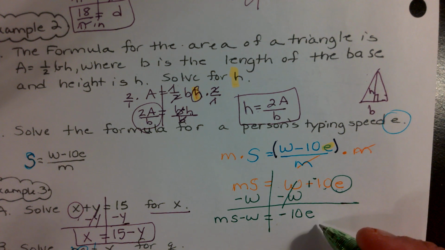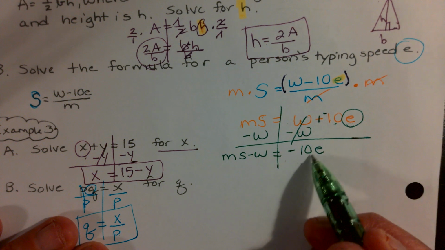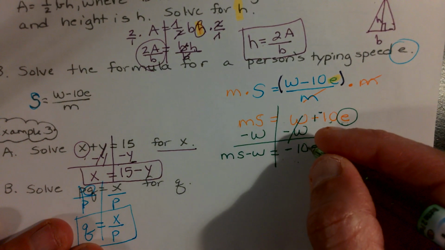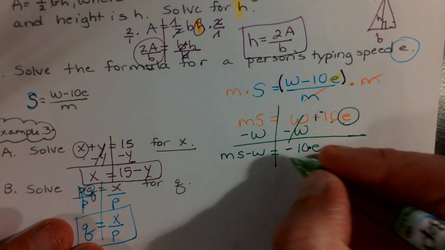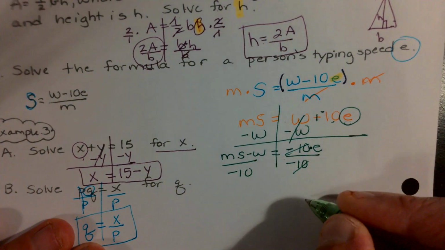Now, we're still solving for E. I'm not adding 10, you guys. That's a common mistake. Remember, it's multiplied. It's a negative 10 times E. So I am still dividing by a negative 10.